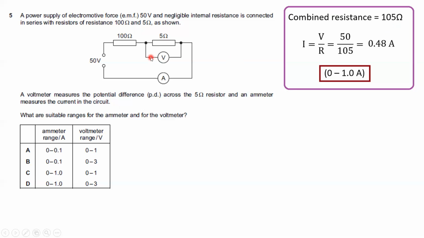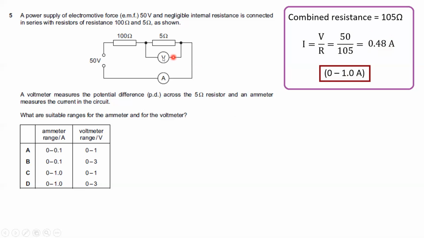To find the current, from Ohm's law, we know PD is equal to current times resistance. So I is equal to PD divided by resistance. In this case, it's going to be EMF divided by the total resistance. So EMF is 50 divided by 105, which is 0.48. So the range is 0 to 1 ampere, because 0.48 is in the interval of 0 to 1 ampere.